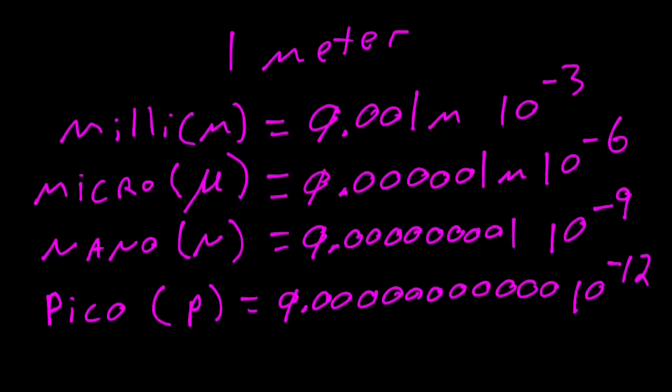So 1,000 millimeters is equal to 1 meter, and 1 million micrometers is equal to 1 meter, and 1 billion nanometers is going to be equal to 1 meter, and 1 trillion picometers is going to be equal to 1 meter.